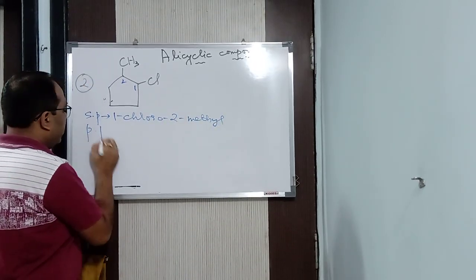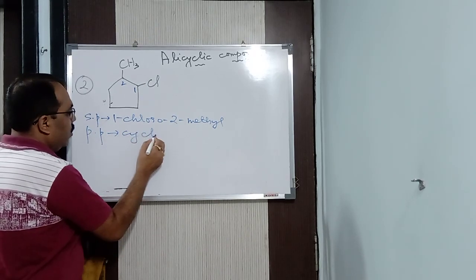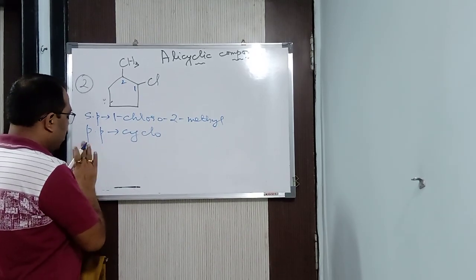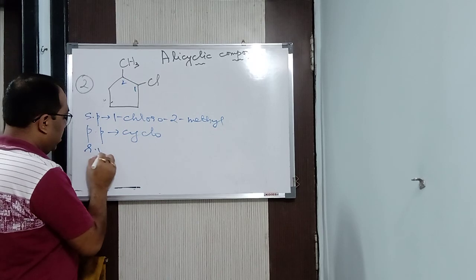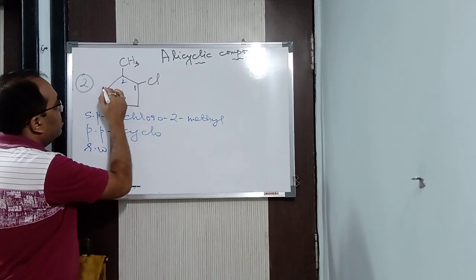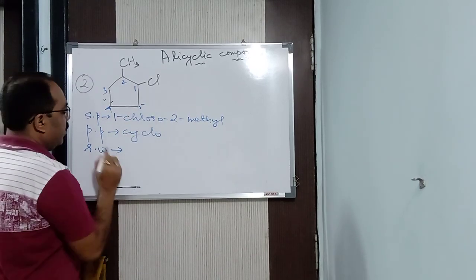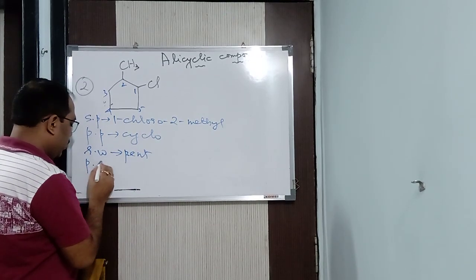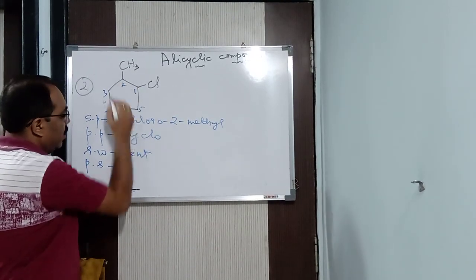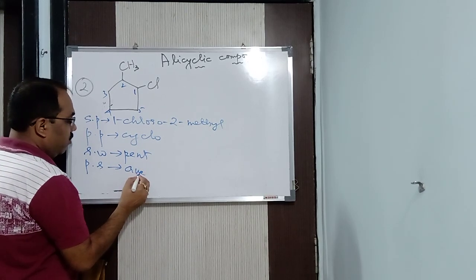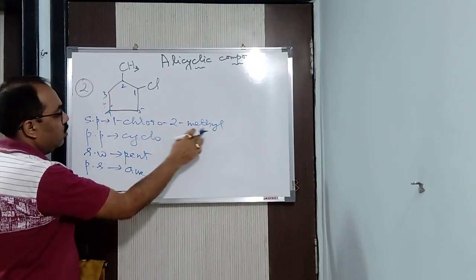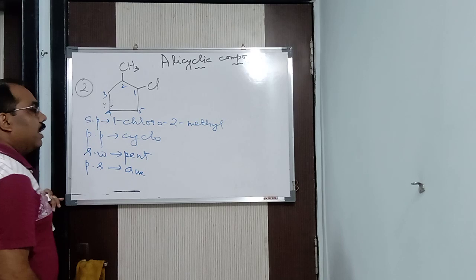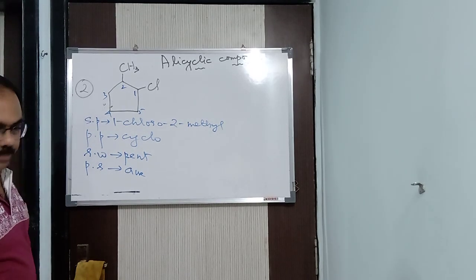Now the primary prefix is cyclo. The root word, what is that? 1, 2, 3, 4, 5 carbons, it is pent. Primary suffix is carbon-carbon single bond, all are single bonds, so it is ane. So what IUPAC name did you get? 1-chloro-2-methylcyclopentane. This is the IUPAC name, you got it.